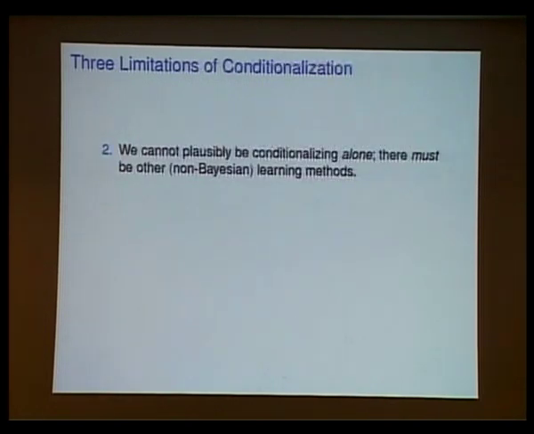Three limitations. So there's another limitation. We cannot plausibly be only conditionalizing. If you take conditionalization as your only rule of inference, then what you're really positing is that as soon as somebody is identified as a Bayesian agent, let's say, I don't know, at what age, 3 months? What is agency? Forget about the law. It's an issue about abortion, but when does agency get justifiably conferred on an individual?